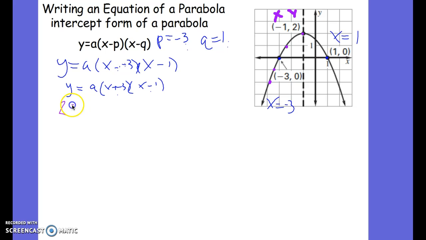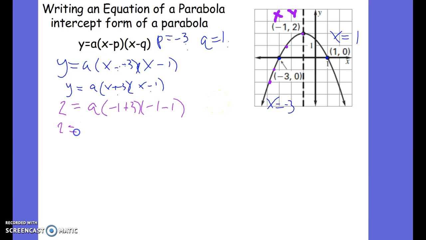Well, y is +2. We still don't know what a is. X is -1, so we have -1 plus 3 times -1 minus 1. So now that we found our p and our q, and we have an x and a y that we randomly picked, notice that a is our only variable. So since a is our only variable, we can solve for a. So we can figure out what that a value is.